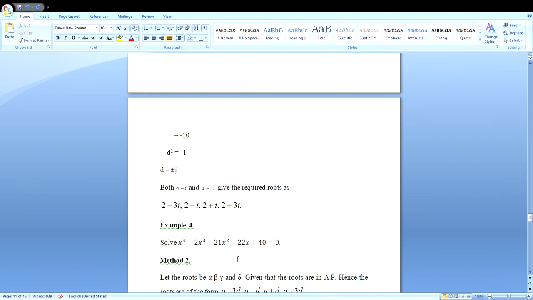Again, we are going to see one more equation. You are going to solve this using another method. Here also the roots are in AP, given that the roots are in AP.